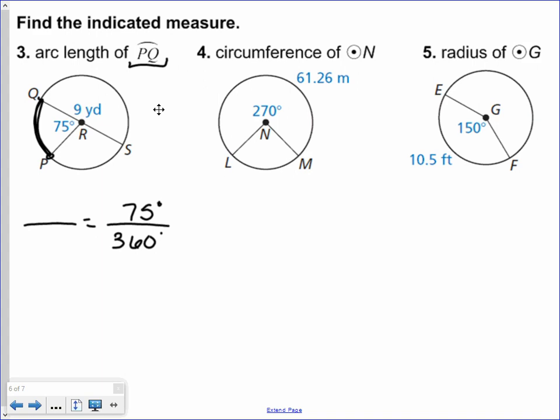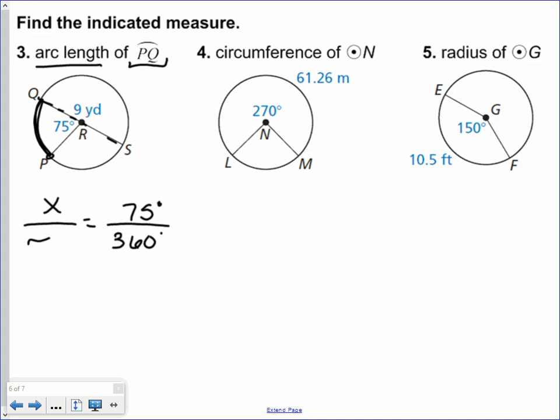All right. We're looking for the arc length. So that's the top left corner that I'll call X. And then on the bottom of that is your circumference, 2 pi r. Now be careful here. This 9 is your entire diameter. So you can cut it in half if you want and then plug it into 2 pi r.